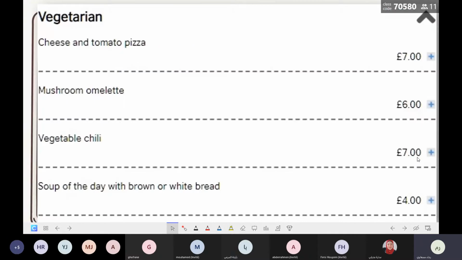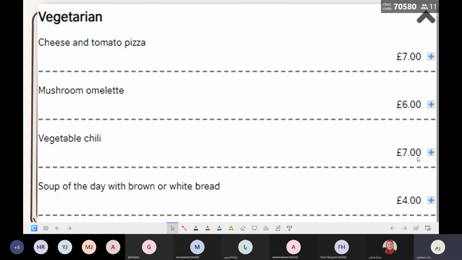Okay, I move to the second part. Here are the dishes for vegetarians, for people who don't eat fish or meat, okay? So they have a variety of choices. For example, they can order cheese and tomato pizza, which is £7. Mushroom omelette, £6. Vegetable chili, £7. Soup of the day with the brown or white bread, 4 pounds.